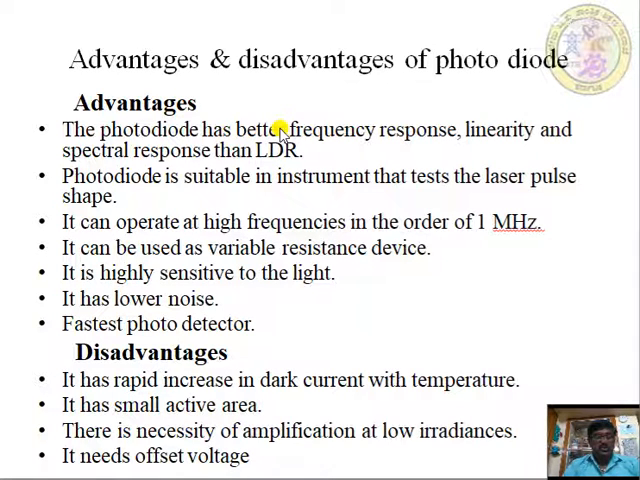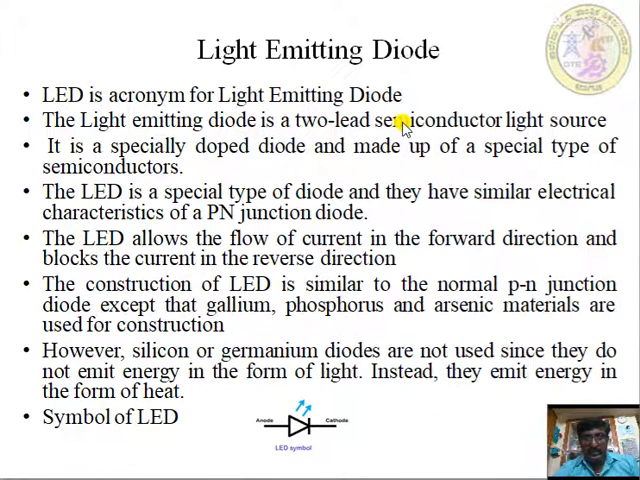So what are the disadvantages? It has a rapid increase in dark current with temperature. It has a small active area. This is necessary for applications at low irradiance. It needs offset voltage. So these are some of the disadvantages. So next is the LED, that is light emitting diode.